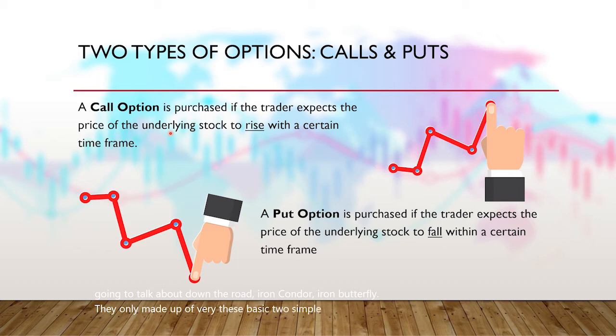So a call option is purchased if the trader expects the price of the underlying stock to rise within a certain time frame. Flip side to that, a put option is purchased if the stock trader expects the price of the underlying stock to fall within a certain time frame. Call, rise; put, decline.